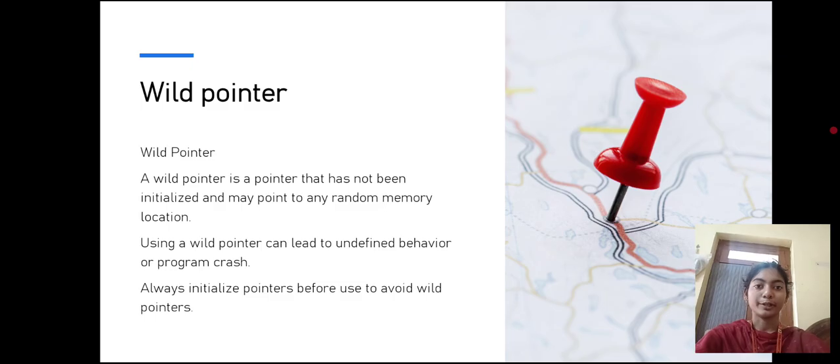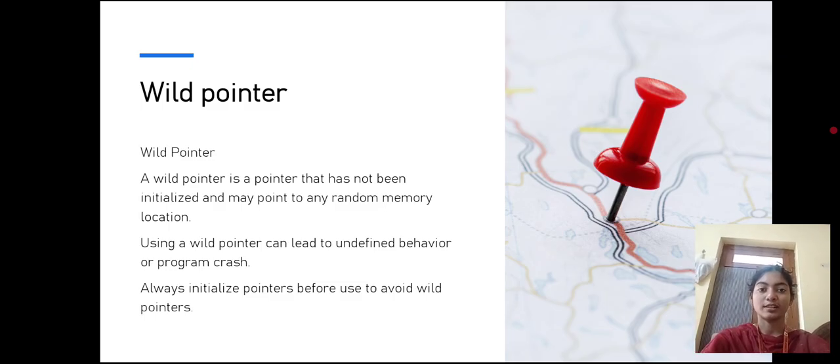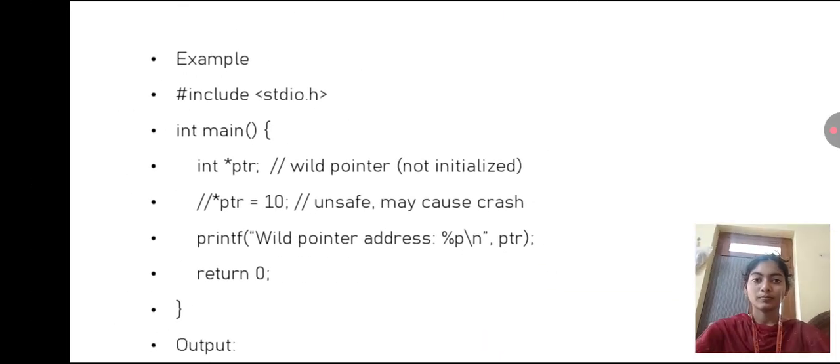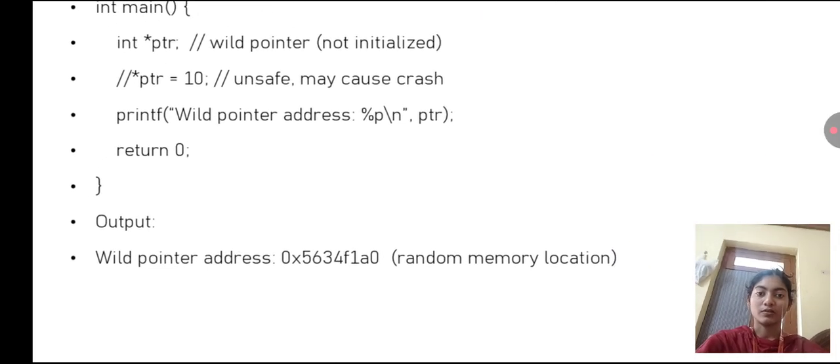And third one, wild pointer. A wild pointer is a pointer that has not been initialized and may point to any random memory location. Using a wild pointer can lead to undefined behavior or program crash. Always initialize pointers before use to avoid wild pointers. This is our example, and this is our output.